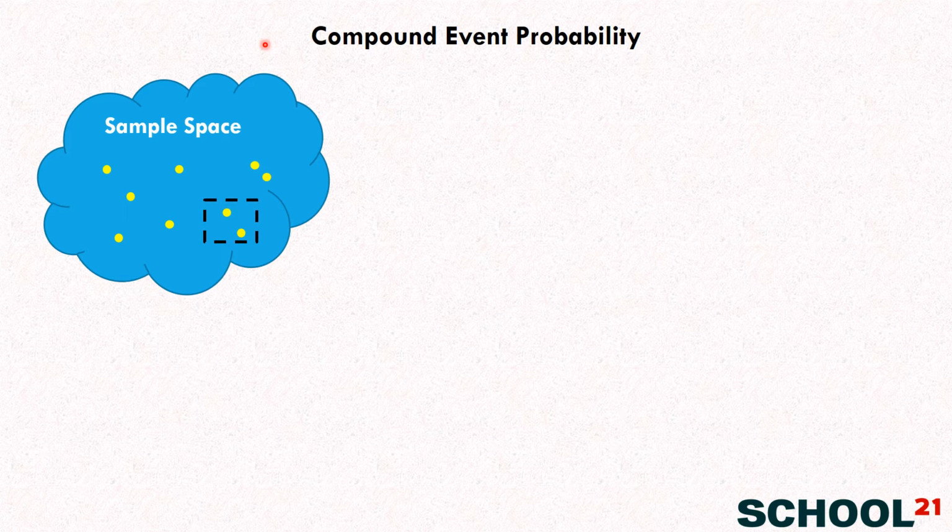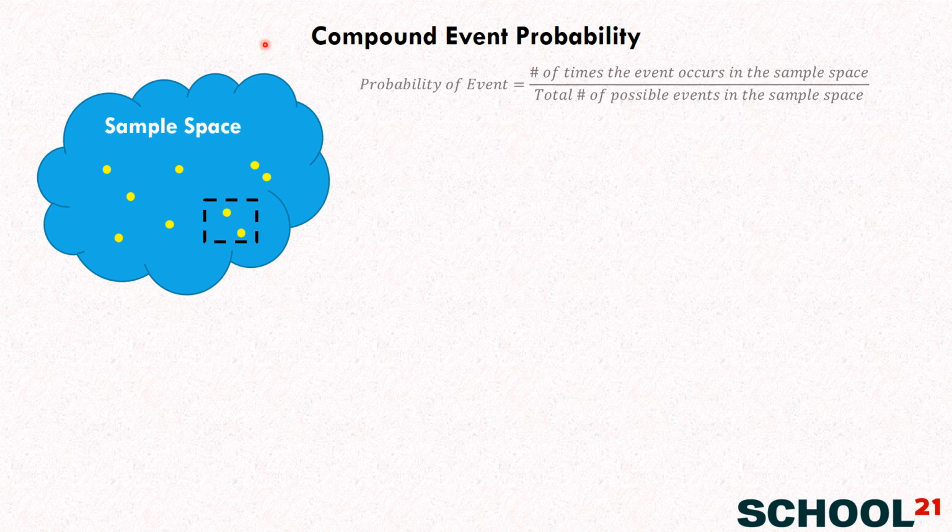those two things. And when we think about the probability of an event, what we do is we think about the probability as the number of times the event occurs in the sample space. In this case, it would be these two things, divided by the total number of possible events in the sample space. So everything. And that's what probability is. It's just how likely it is to happen.